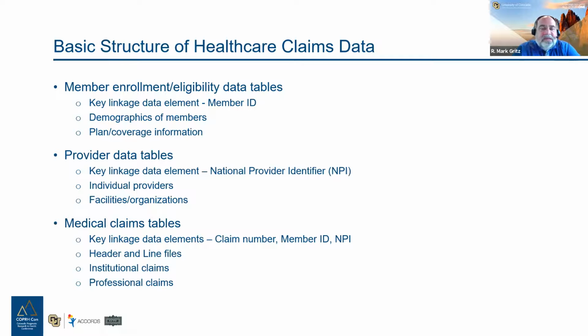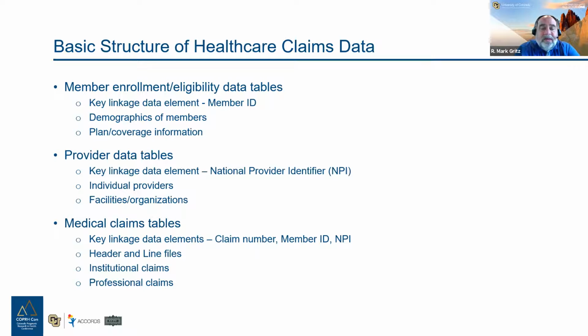A second important set of tables in claims data are provider data tables. And these are both individual providers as well as facilities and organizations. Since the enactment of HIPAA, individual providers are required to obtain a national provider identifier, or an NPI. This is a unique identifier for both individuals as well as facilities and organizations that can be used to link across different data tables.